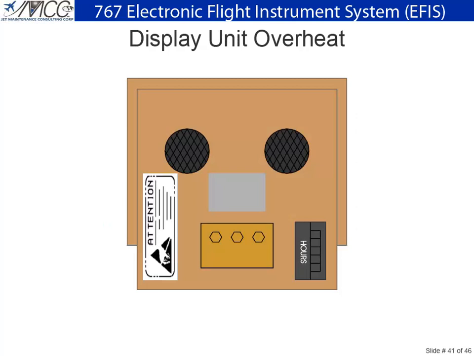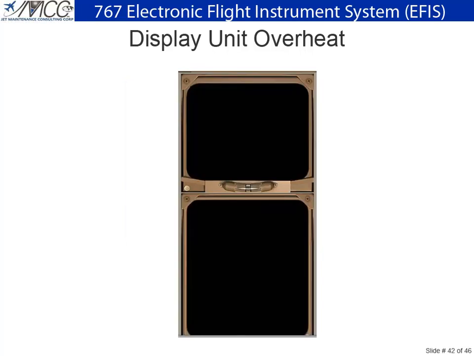One of the primary causes of a display unit overheating is blocked cooling screens on the rear of the unit. If the display units overheat, they will blank out. The cooling screens are to be cleaned on each A-check. When an EADI is removed for cleaning, the aircraft lower landing minimum status may be affected.